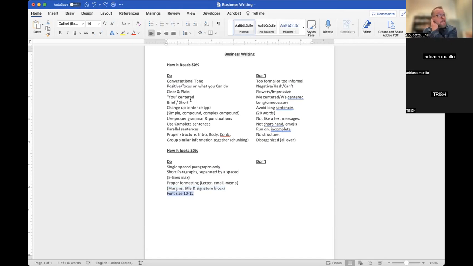Font size. Your font size should be no smaller than 10 and no larger than 12. That's considered to be the industry standard when it comes to business documents. So you don't want something that's 16 font. You don't want something that's 8. You want to try and shoot for 10 to 12 size.